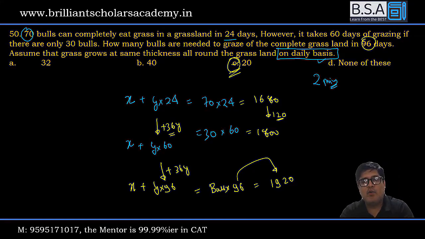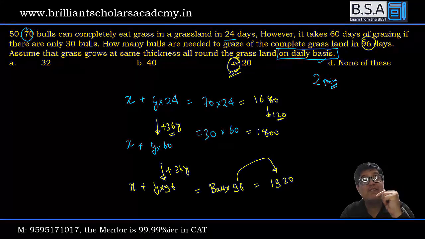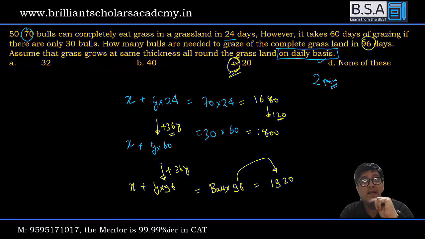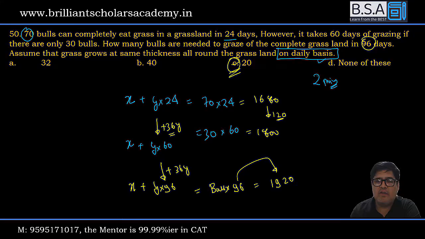So that is the most logical approach anyone could think of. You will have to consider what? The daily growth of grass should be considered as well. I do not have to find X and Y both. Luckily, see how that gap matches. From here to here, there's an increase of 36y. Again, an increase of 36y. So that corresponds to 120. See, the answer has come. There's an increase of 120 here. And what is that? Number of bulls into days.